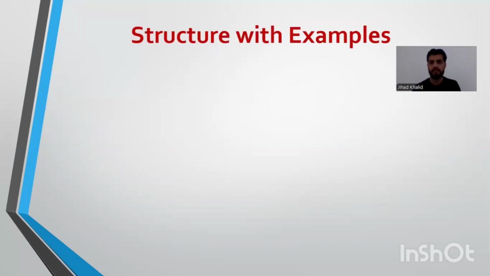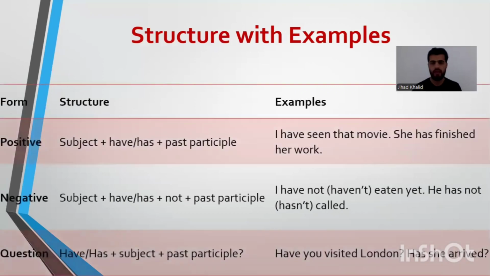Okay, and then the structure with examples. First, we have positive. For positive, we have subject. Always we have subject if it is positive. And have, has. Have, has. Don't forget that.